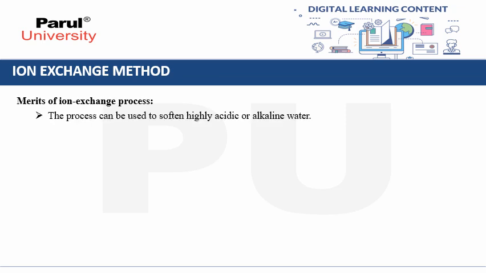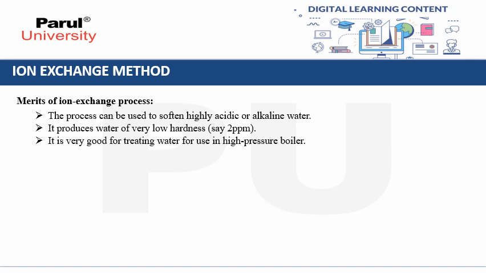Merits of ion exchange process. The process can be used to soften highly acidic or alkaline water. It produces water of very low hardness, say 2 ppm. It is very good for treating water for use in high pressure boilers.